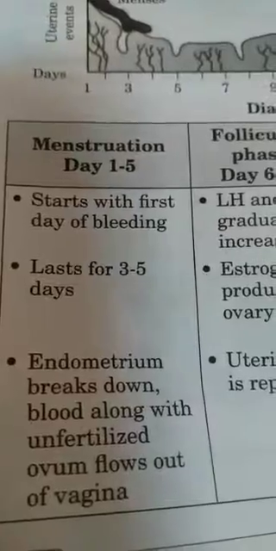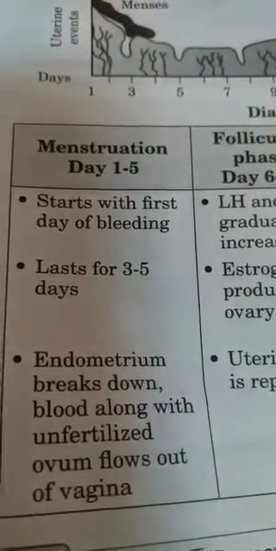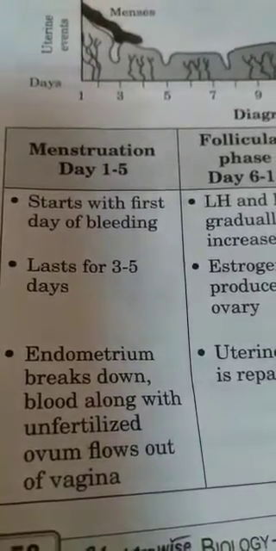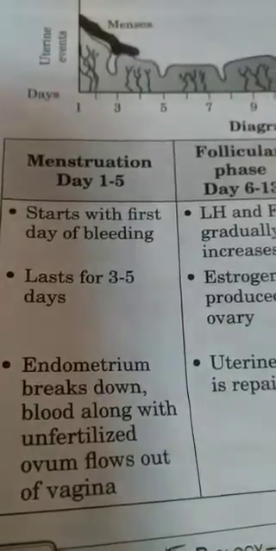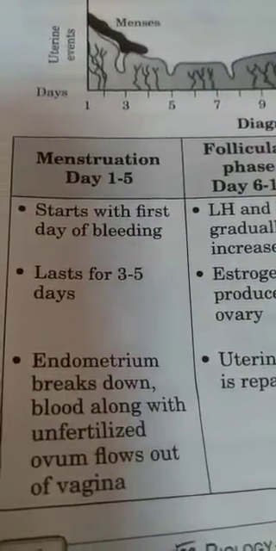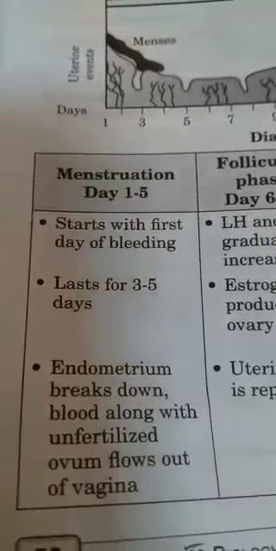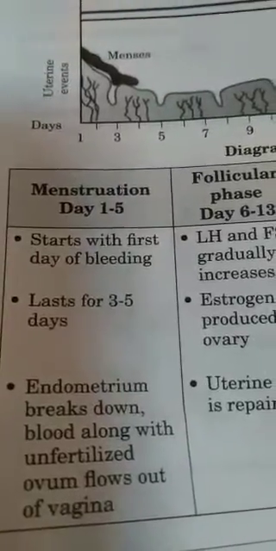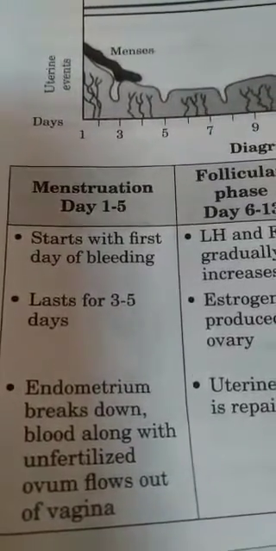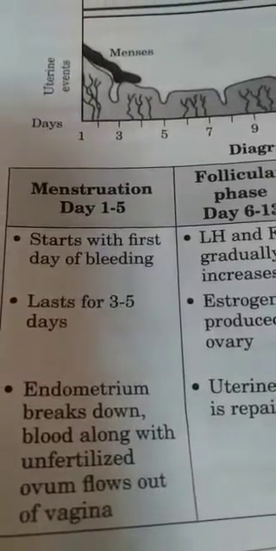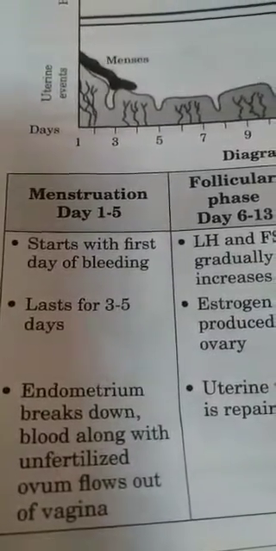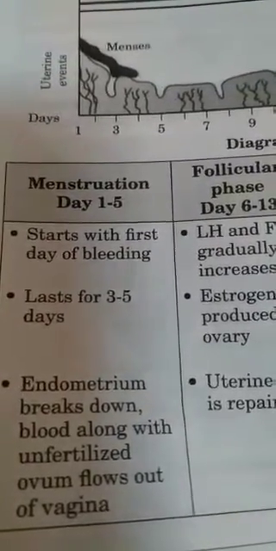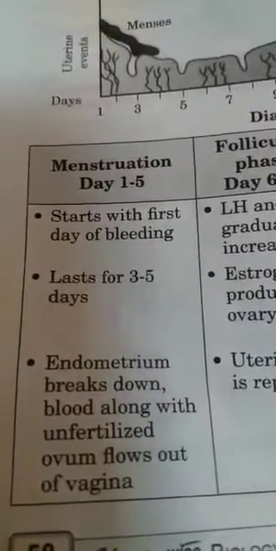Now there are different stages in the menstruation. Menstruation lasts for the first 5 days. What are the changes during the first 5 days? It starts with the first day of bleeding, then afterwards for 3 to 5 days the bleeding continues. During that, the endometrium, the inner lining of the uterus, breaks down. Some blood, along with the unfertilized egg or ovum, flows out of the vagina, and it is called menstrual flow. These are the changes which happen in the first 5 days.